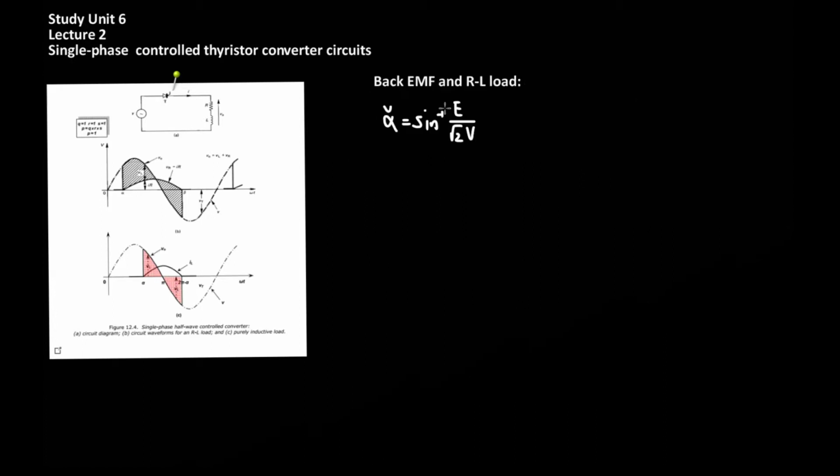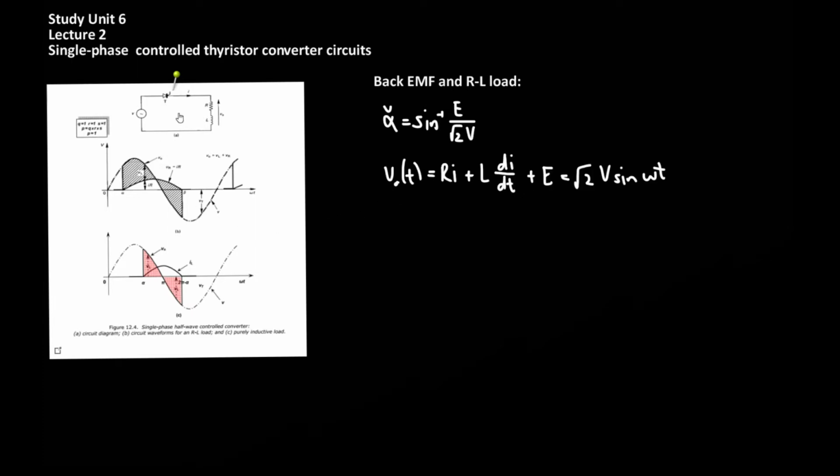As with many examples where there is a back EMF, conduction only starts at some new delay angle alpha hat, where the back EMF is first overcome by the source voltage before conduction can take place, and this angle alpha hat is given by arc sine of back EMF E divided by root 2V. In other words, the starting angle is given by the arc sine of the ratio of the EMF divided by the square root of 2 of the input voltage.